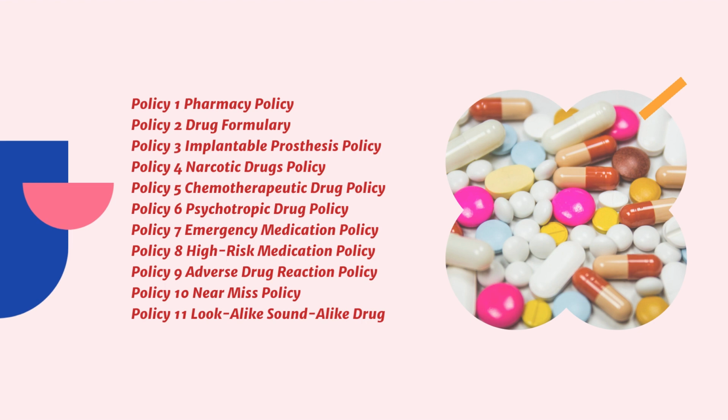Policy 8 is high risk condition policy. Policy 9 is adverse drug reaction policy. Policy 10 is near miss policy. Policy 11 is look alike, sound alike policy. Okay, look alike, sound alike drugs. Okay, so this comes under management of medication. So you can see that there are different kinds of drugs available in the drug pharmacy department of the hospital: chemotherapeutic, psychotropic, emergency medications. So these come under the management of medications.